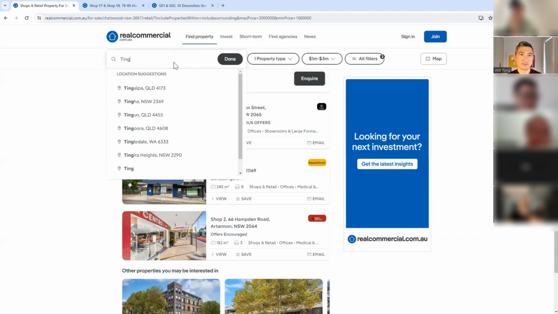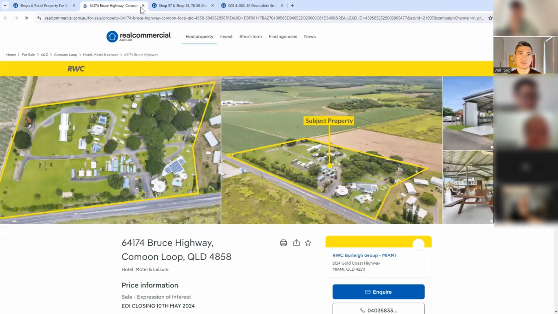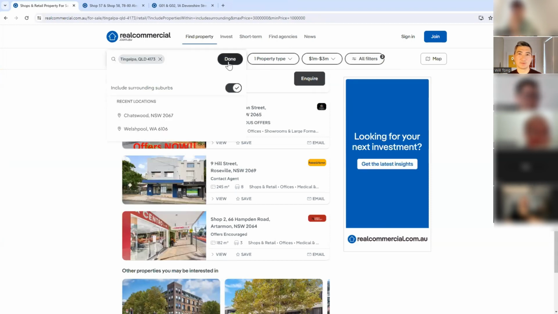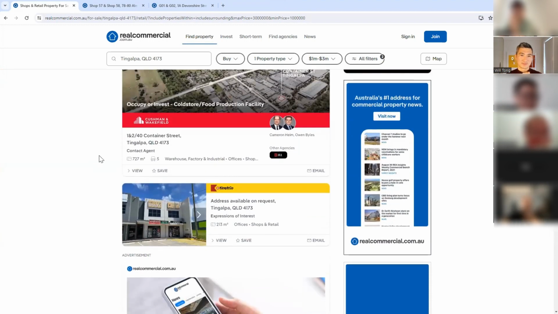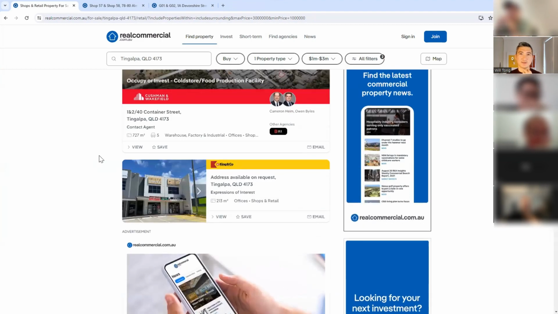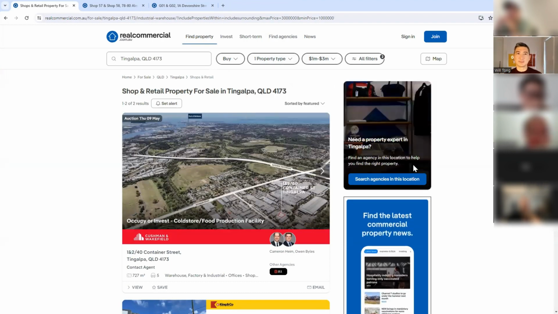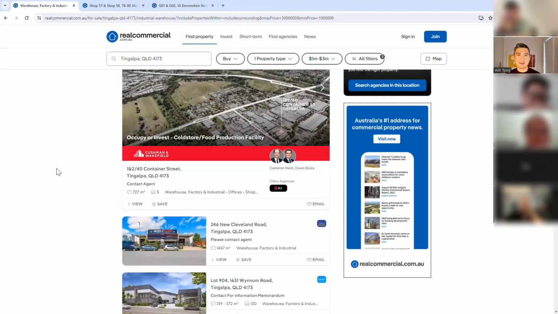Maybe we'll look up. I know Tingalpa. Oops, sorry guys. Wow, only two. Wow, I think you've only got property type 1. Yeah, here we go. Sorry. Oh, here we go. That's better. So I've got 9 here.